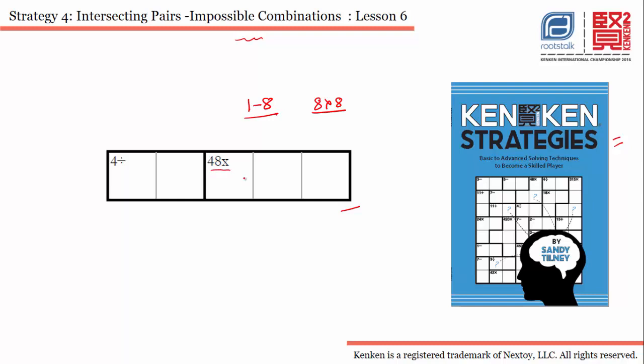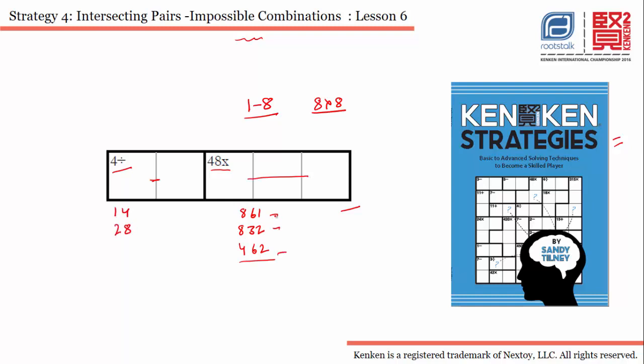Okay, let's start with this. It says 48 multiplication, and we have 3 boxes or 3 cells in the same row. Possible combinations are 8 6 1, or 8 3 2, or 4 6 2. Yes, these are the options. And for the division cage, we have only 2 options, 1 4 or 2 8.